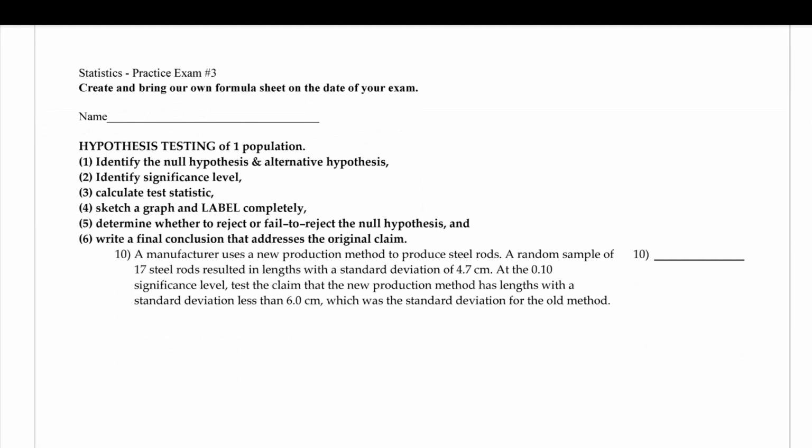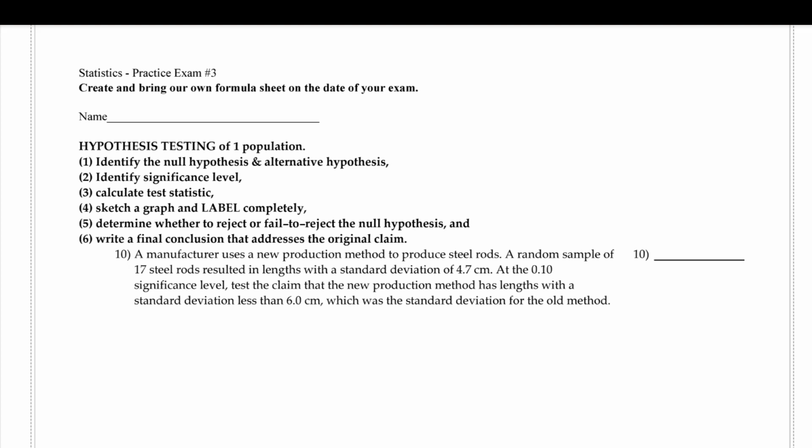Okay, next problem. We're still dealing with hypothesis tests on one population. A manufacturer uses a new production method to produce steel rods. A random sample of 17 steel rods resulted in lengths with a standard deviation of 4.7 centimeters. At a 10% significance level, test the claim that the new production method has lengths with standard deviations less than 6.0 centimeters, which was the standard deviation for the old method.